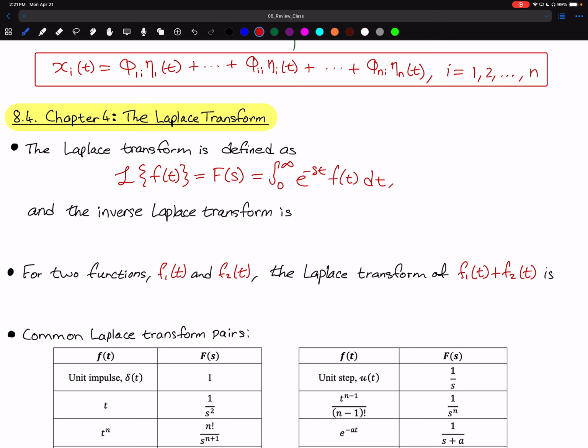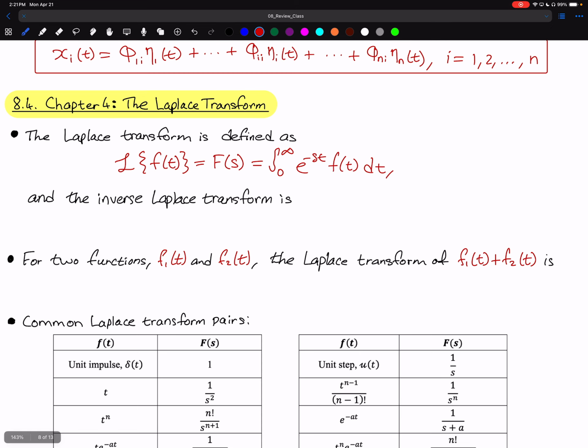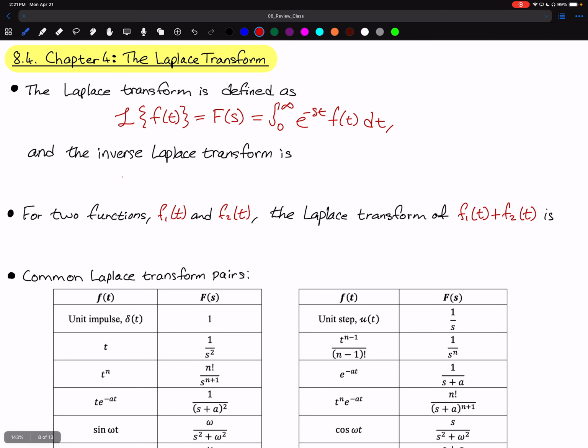And then we define our inverse Laplace transform. We used script L with a superscript -1. This is applied to one of these, a function of s, and then this gives us back the corresponding time function. And we didn't go over what the actual integral definition is for the inverse Laplace transform.